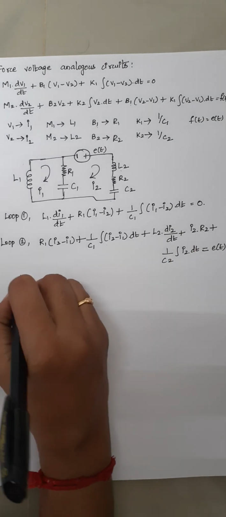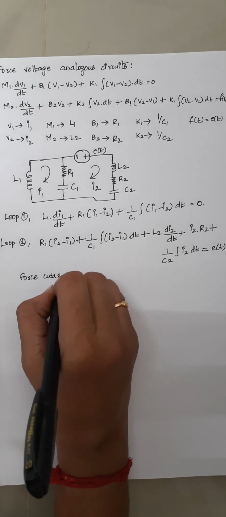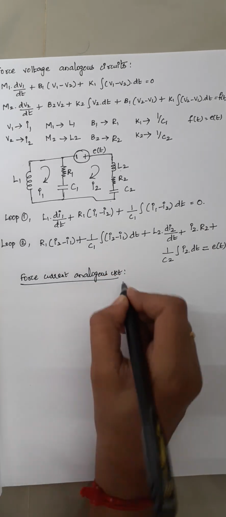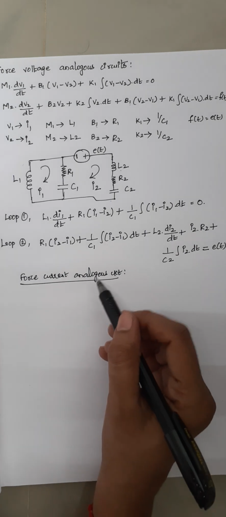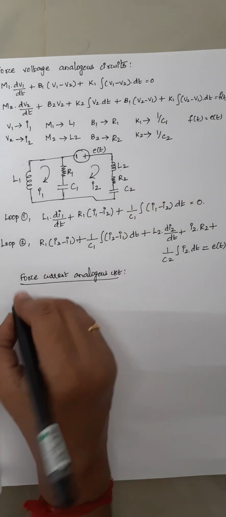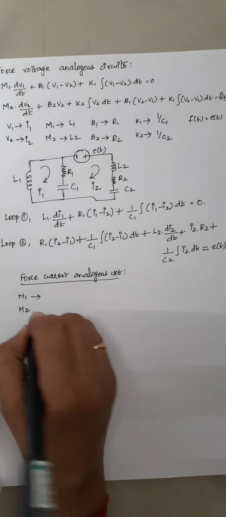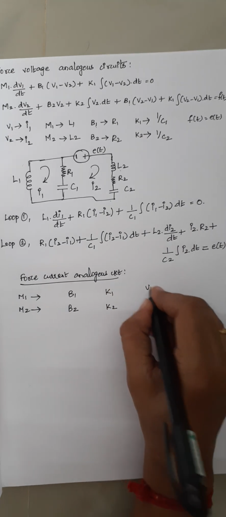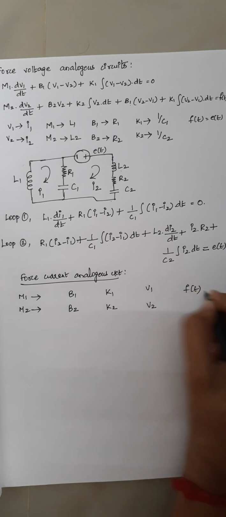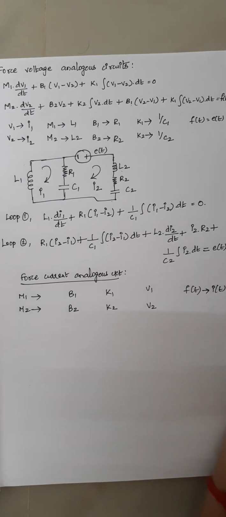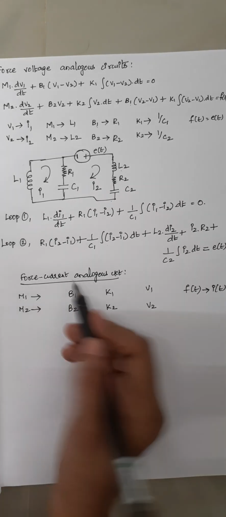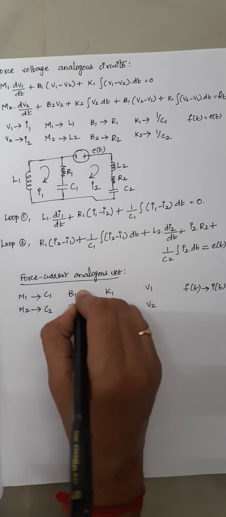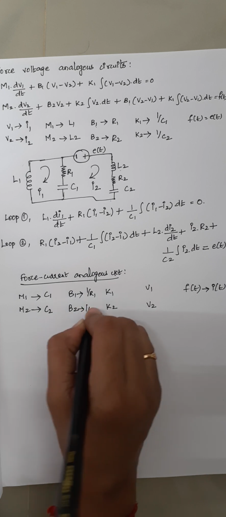The next one is, I am going to draw the force current analogous circuit. For this force current analogous circuit, as usual, the first thing is you have to consider these two basic equations. So again M1, M2, B1, B2, K1, K2, V1, V2, and finally this f of t. F of t will get modified as I of t here because we are drawing the force current circuit, and this M1 should be replaced by a capacitance, so C1 C2. For B1 it remains as such R1, and for B2 R2.